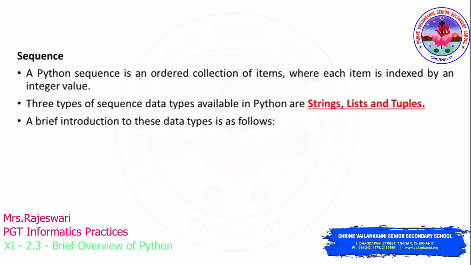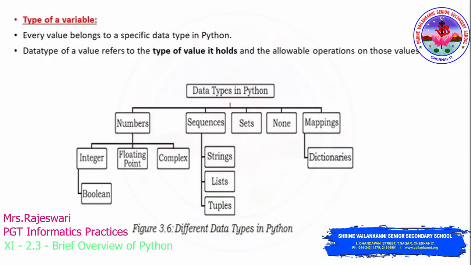So now we have discussed the numbers data type. Now we are going to discuss the sequence data type, that is the second type. See here, numbers we have discussed now. In numbers, integer, floating point and complex we have discussed. Boolean we will discuss later. Now we are going to discuss the sequence data type, the second data type in Python.